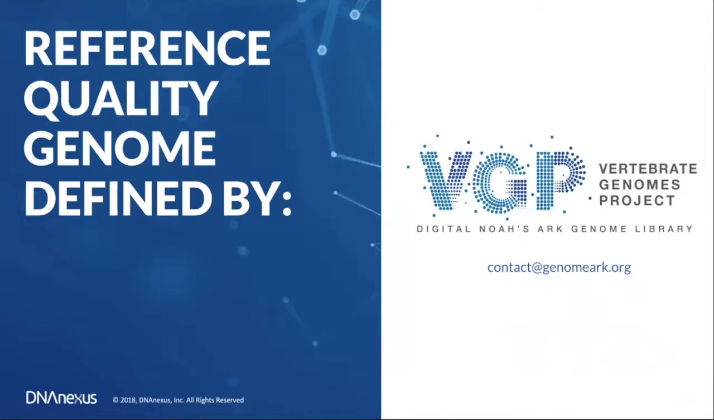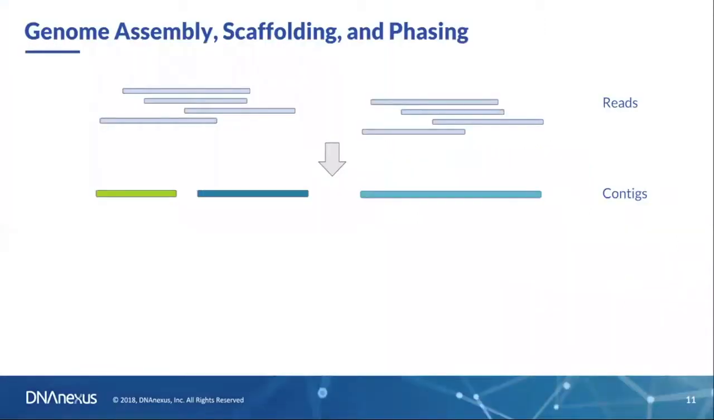Before I discuss the criteria to consider a certain genome a high quality reference genome, let me give you some background in genome assembly. In the genome assembly process, you start from the reads of the DNA sequencing data, and then you try to assemble them into contiguous sequences of DNA, which are called contigs. This process is what people usually refer to when they say genome assembly.